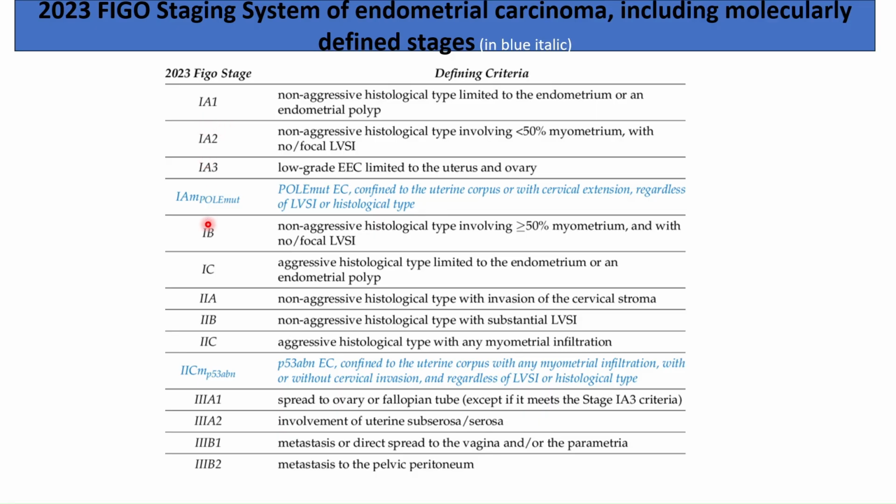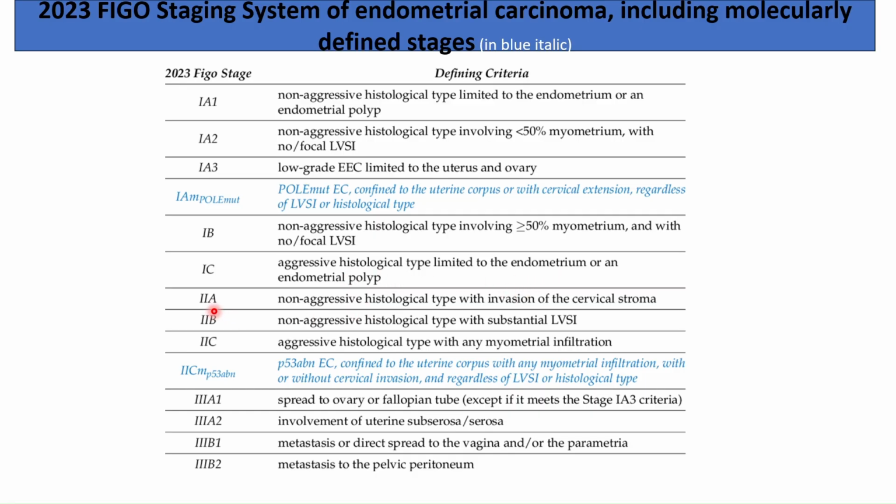1A stage is associated with mostly endometrium and less than 50% myometrium. 1B is more than 50% myometrium with no or focal lymphovascular invasion. 1C is limited to endometrium or endometrial type, but having an aggressive histologic type. So 1B is non-aggressive, low grade, with myometrium, and 1C is aggressive, limited to endometrium.